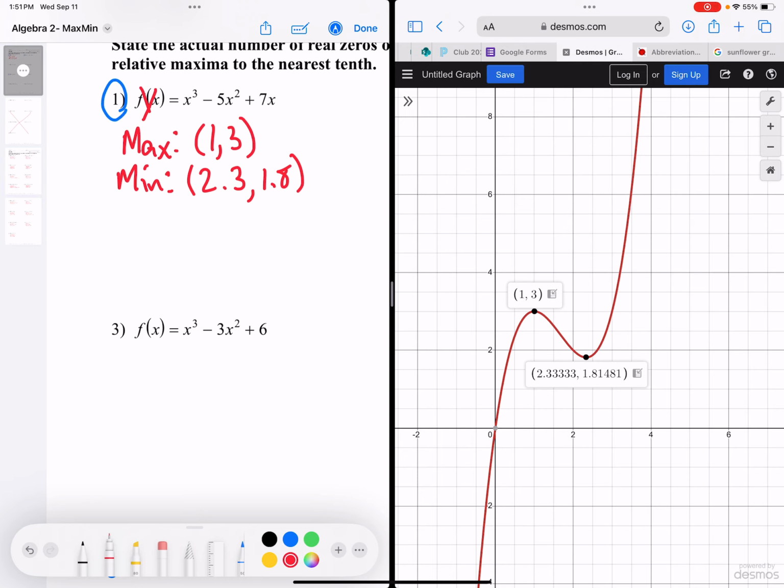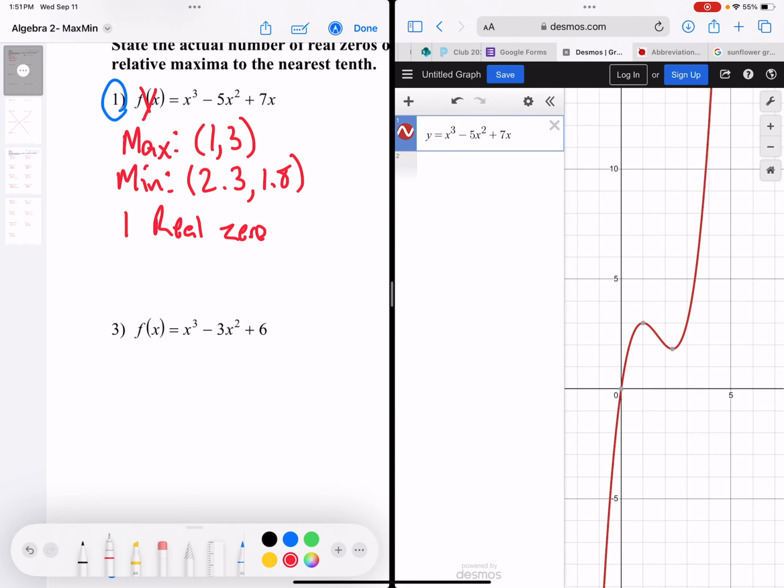The other part I need is how many real zeros there are. The other gray point here is my real zero. I don't need the ordered pair for that. This one only has one real zero. So that's how you do number one.